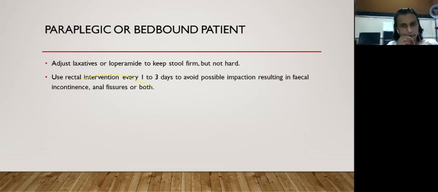If it's a paraplegic or bedbound patient, we all know that they can present with constipation. So sometimes we need to give a bowel regime for these patients. Sometimes what we use is alternating laxatives and loperamide. So that is one of the possibilities. You give laxatives, and in case the patient develops diarrhea, then you give loperamide to settle that down. Or you can avoid all the laxatives and give them a rectal intervention. You can prescribe suppositories every 1 to 3 days to avoid possible infection, fecal incontinence and anal fissures, or both. So that is one way of managing paraplegic or bedbound patients. Next slide.